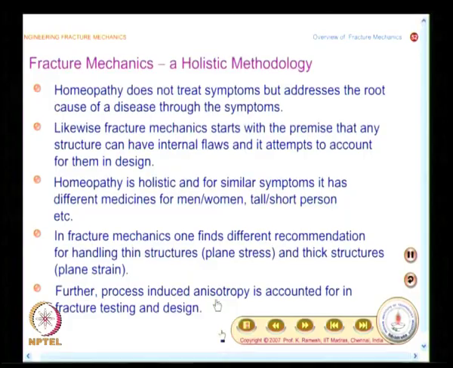Whereas, in the case of fracture mechanics, when we take up a chapter on fracture toughness testing, we would take out the specimen appropriately to account for process induced anisotropy in our design calculations. So, this is another speciality when you are looking at fracture mechanics.